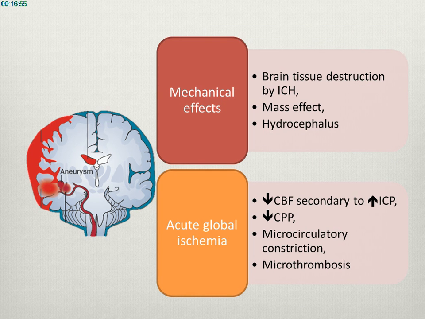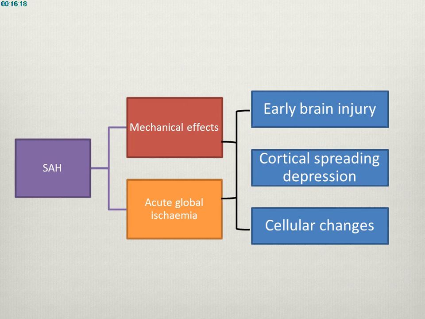If you think of the early phase, what we have described till now, we have some mechanical effects that come from the rupture of the aneurysm: destruction of the brain tissue, mass effect, and hydrocephalus if blood goes inside the ventricles. And we immediately have an ischemic condition where cerebral blood flow goes down due to high ICP, and CPP goes down, as we saw before, and we have some microvascular constriction. So it's a bleeding very linked to an ischemic condition.